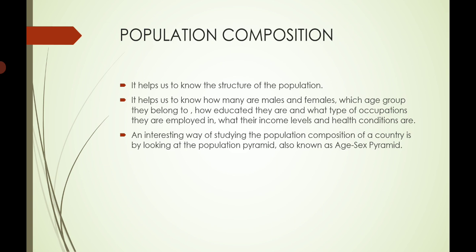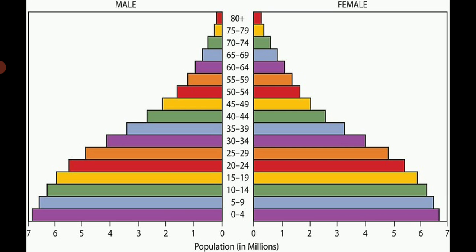If you want to study the population composition of any country, we can study it by looking at the population pyramid, which is also known as the sex pyramid. Here is an example on your screen. Here you can see that it has a very high population of both male and female. The age group is divided into 0 to 4, 5 to 9, 10 to 14. This is the age group of the person. You can see that the newborns are very high in this and the aged people are very low.